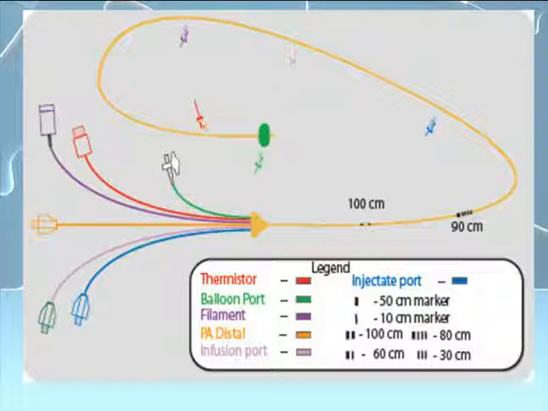Just another diagram of what goes where. The balloon port is the green line, and you can see they even have a green push pin on there, and they've got their balloon blown up. The red is the thermistor, the temperature. PA distal, they have, it's actually distal. And infusion ports on there as well, and you can see where it's pinned.